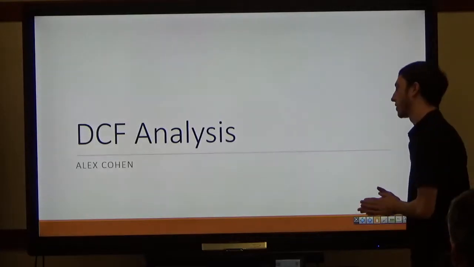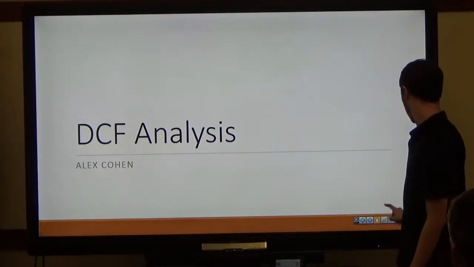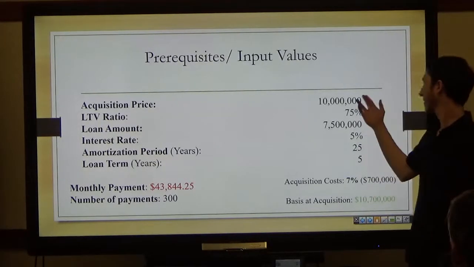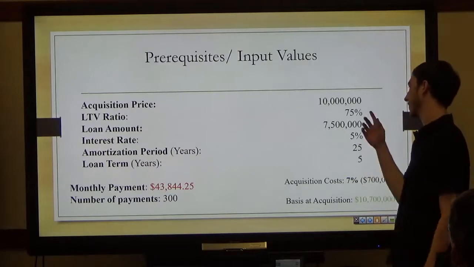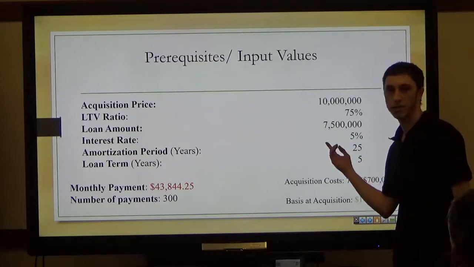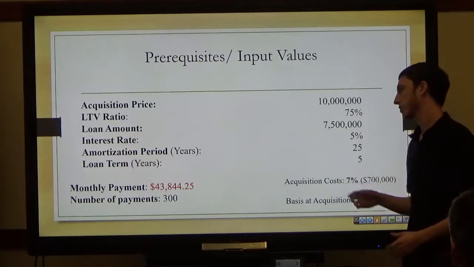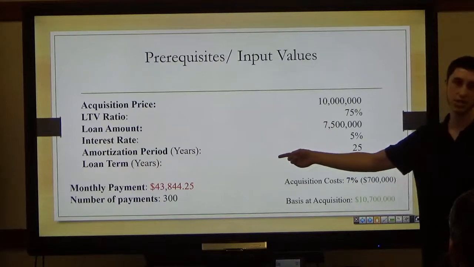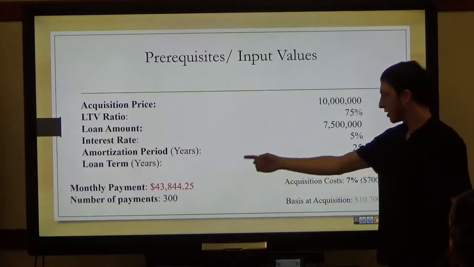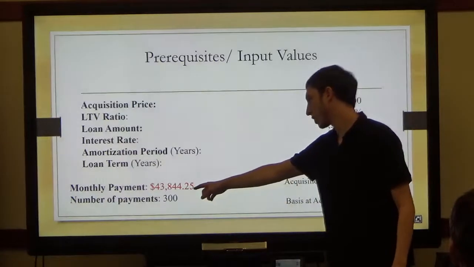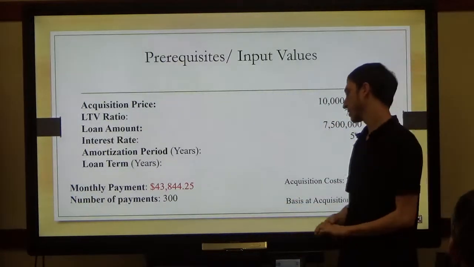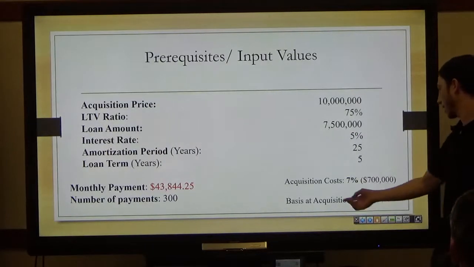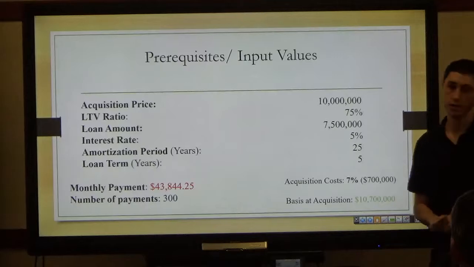Hey everyone, Alex Cohen. This is my DCF analysis. The input values and the prerequisites. So the present value acquisition price is 10 million at a 75% loan to value. So you get the loan amount at 7.5 million at a 5% interest rate. The holding period is going to be 5 years, but the amortization period of the loan is 25 years. With that, you can get your monthly payment, which I put down here, is $43,844.25, and you're going to have 300 payments. I put the acquisition cost here just so you can get the basis acquisition. It's going to be important later on, but we'll come back to it.